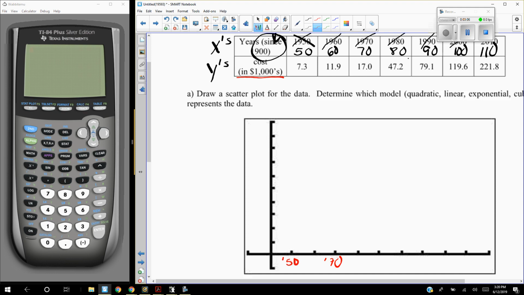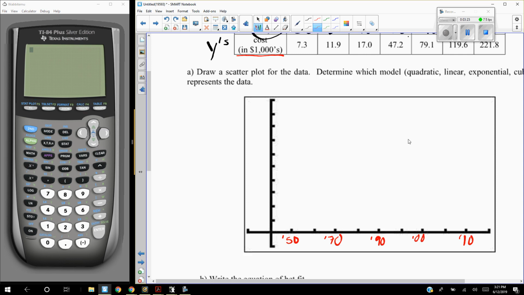And just to save space, I'm going to count by tens across the x-axis. But I'm only going to label every other one, just so it doesn't get too junky at the bottom. So 1950, 1970, 1990, 2000, 2010. And again, this is years since 1950. And I realized I had year 2000 in the wrong place, so I fixed it. Again, you can count by different numbers, but you want to make sure you fill up most of the x-axis.